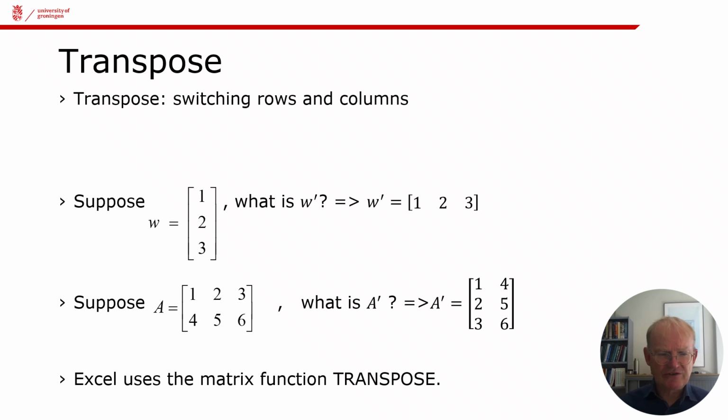It's not restricted to vectors itself. We can also use matrices. So suppose I have this matrix A with the first row 1, 2, 3 and the second row 4, 5, 6. If I take A apostrophe, do a transpose, the first row vector becomes the first column vector, and the second row vector becomes the second column vector.